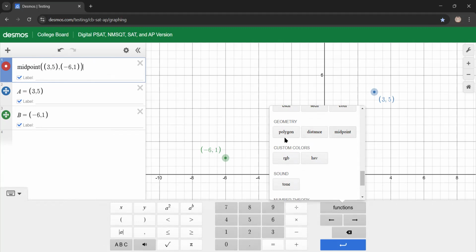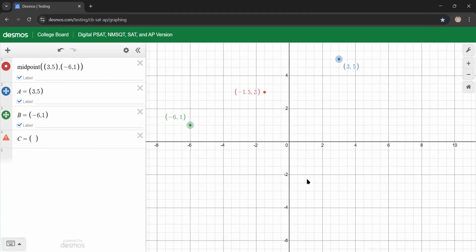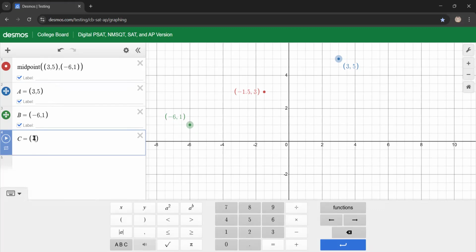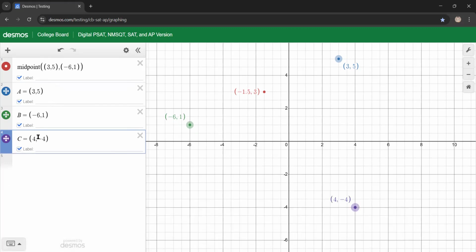So polygon, distance, midpoint. Now, what is this polygon thing? Let me define another point. Polygon thing, I don't know why you would use that, but let's just see. Okay, because we are just exploring our Desmos. Let's take a point here, 4, -4. I have the point.